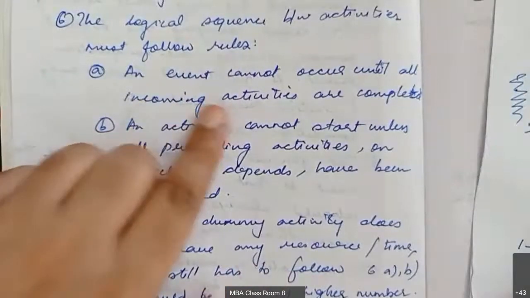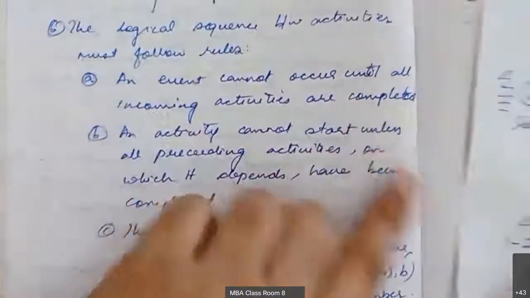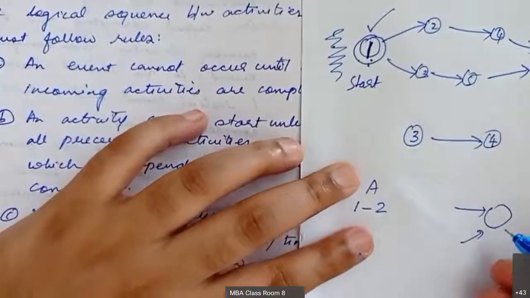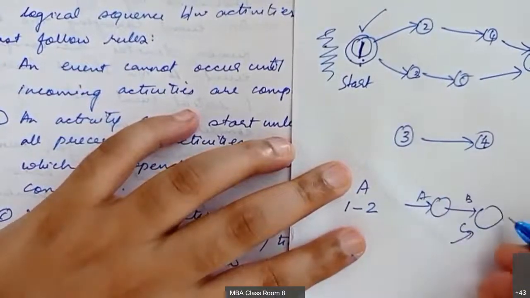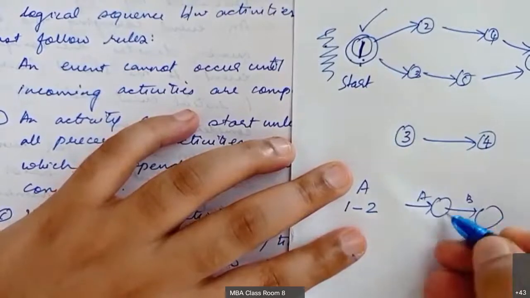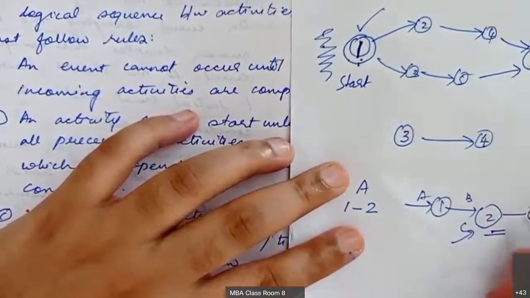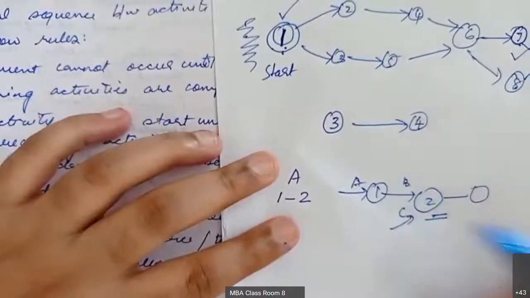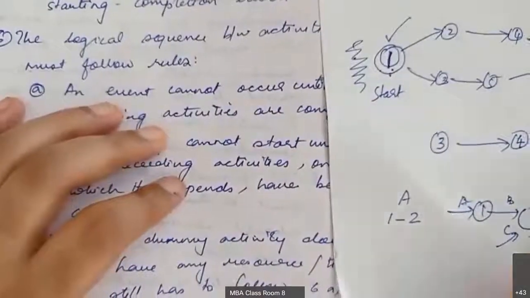An event cannot occur until all the incoming activities are completed. Here we have an event. To this event we have these activities A, B, C. This event that is numbered 2 cannot be started until activities A, B and C are completed. Clear? So there is a logical sequence for this diagram.